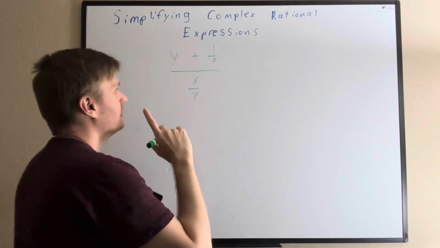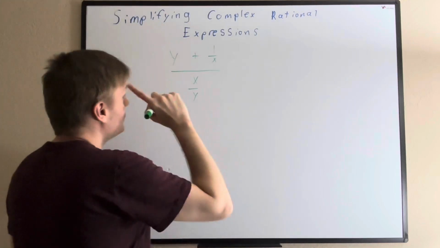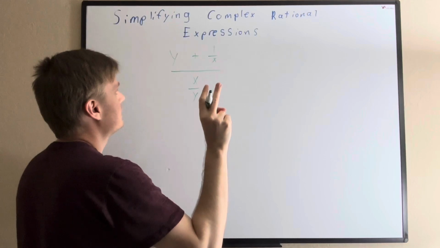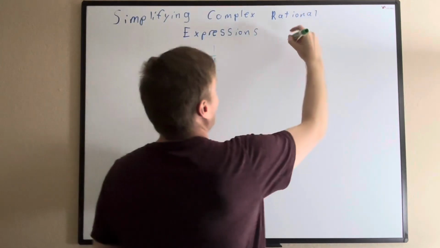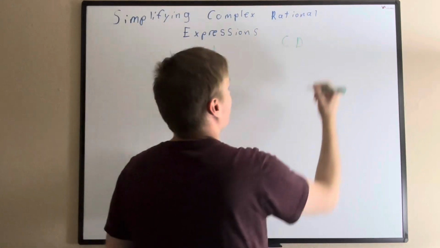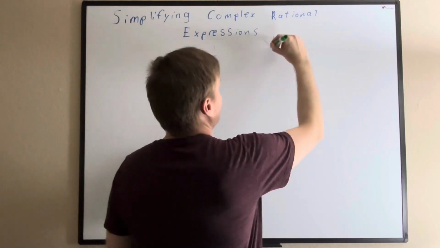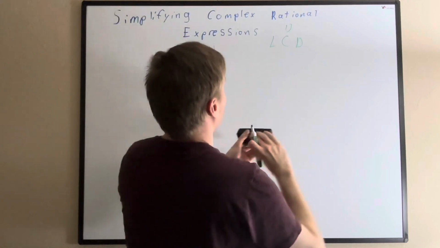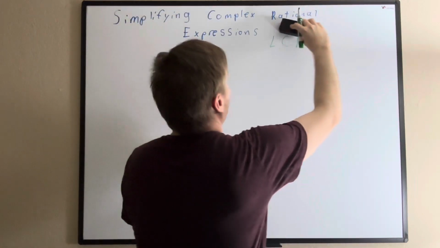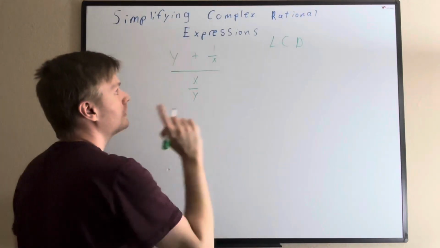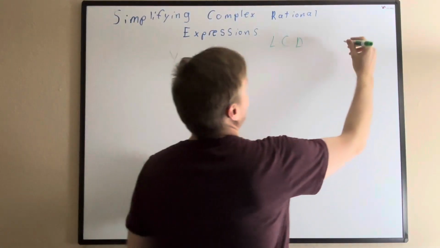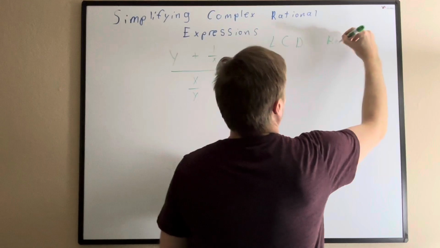But these can be very easy if you just remember two things. Common denominators, or least common denominators, that's one thing. And the other thing is the reciprocal rule.